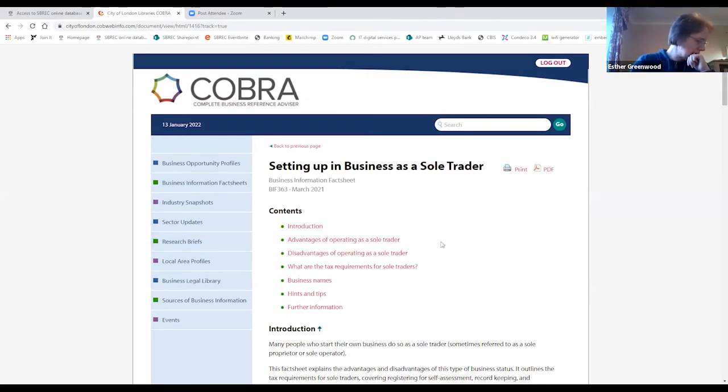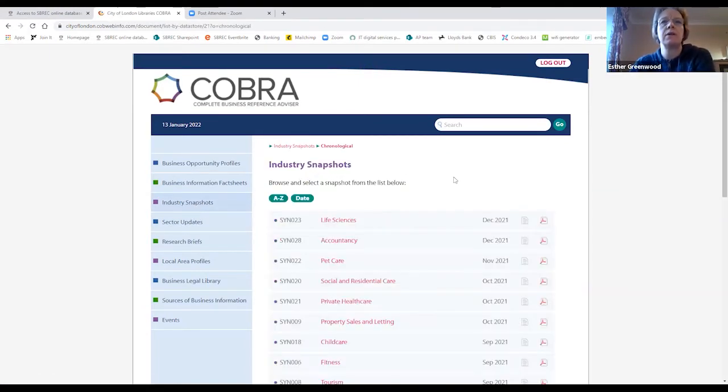Something else that Layla mentioned was, I think, a bit about market research. Did I understand that right? Yeah. And there are some pieces of market research. Over here on the left-hand side, you'll see a series of blue boxes, one of which is called Industry Snapshots, and underneath it is one called Sector Updates. We'll just have a quick look at those.